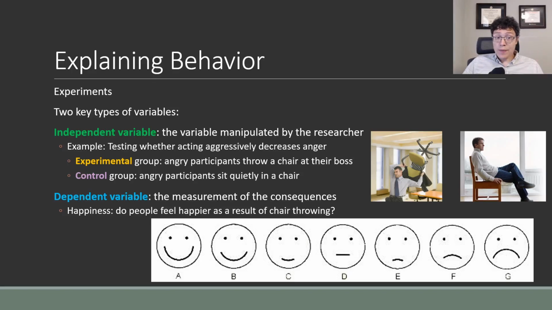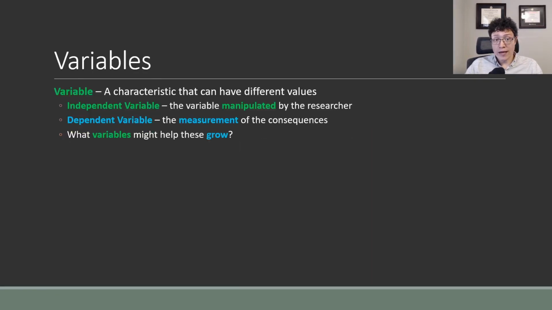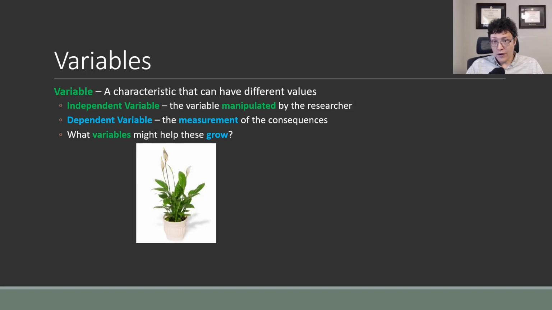So compare that to the dependent variable, where we're measuring the consequences. That would be this measure of how you feel after your boss yells at you and you act either aggressively or not. So you can think about the independent variable as the one that we are manipulating, and the dependent variable as the one we are measuring and seeing how it's dependent on the other variable.